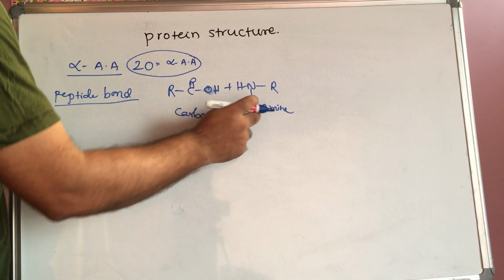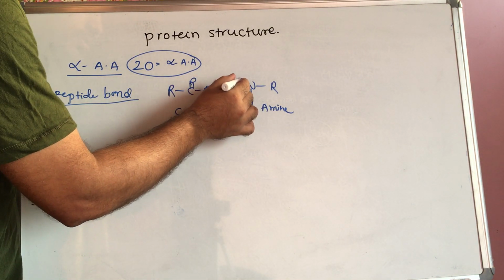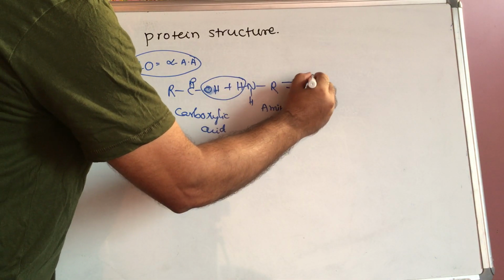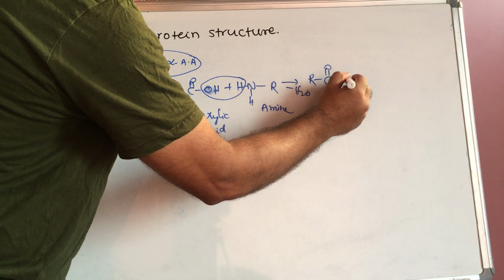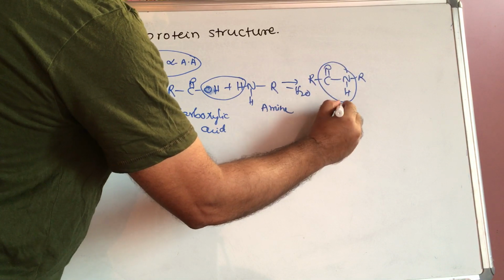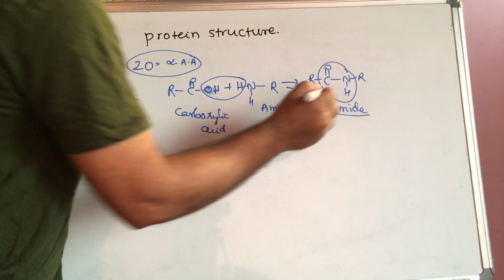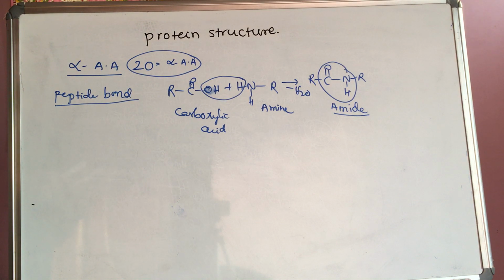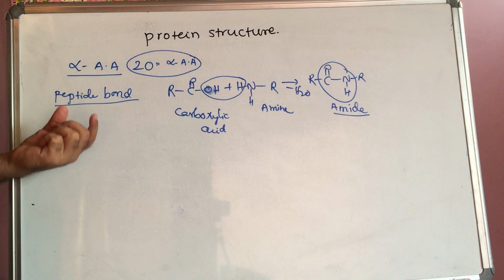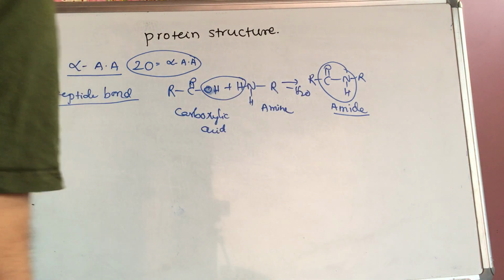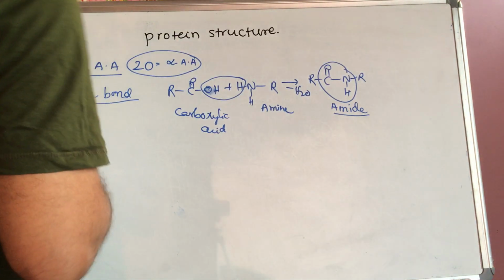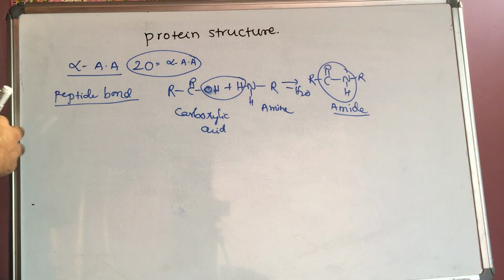This carboxylic acid and amine, here a water molecule is lost, minus H2O, R, C double bond O, NH, R. This bond is known as amide bond. In organic chemistry, simply it is called amide bond. But when amino acids are combined to form an amide bond, that is called peptide bond. So the amide bond which links the amino acids is called peptide bond.